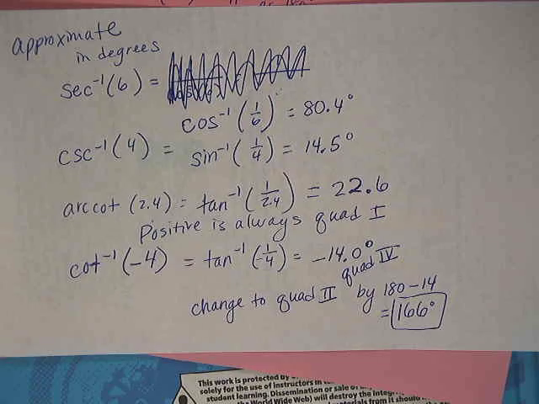Why did you have to put it in quadrant 2? Because cotangent only exists in quadrant 1 and quadrant 2, not in quadrant 4. But your calculator doesn't do that for you. You have to do it.